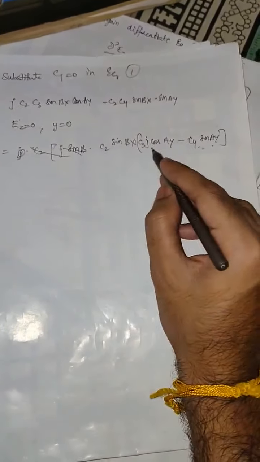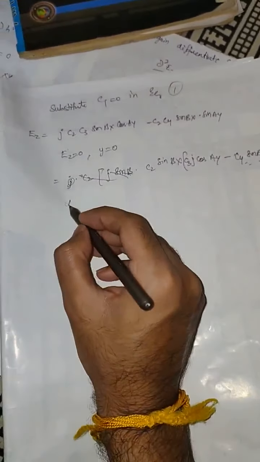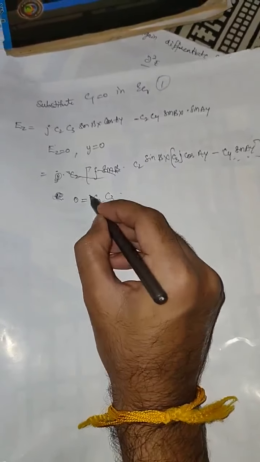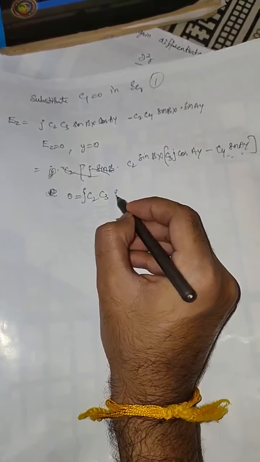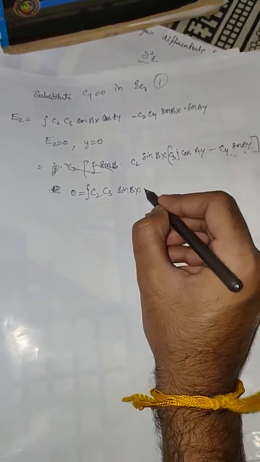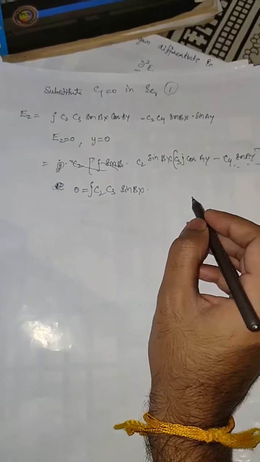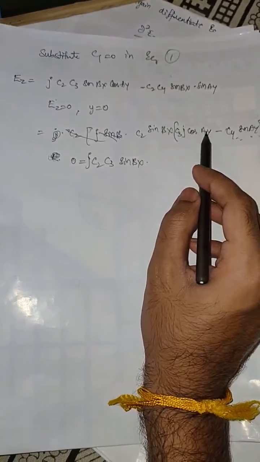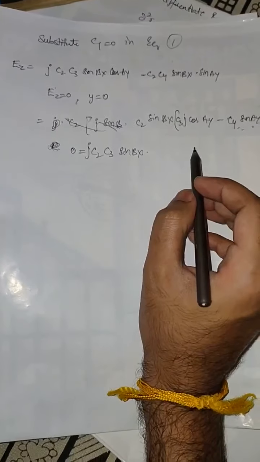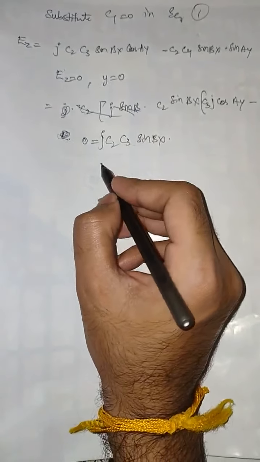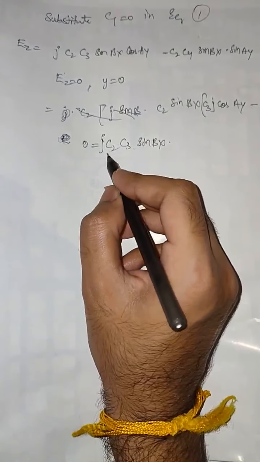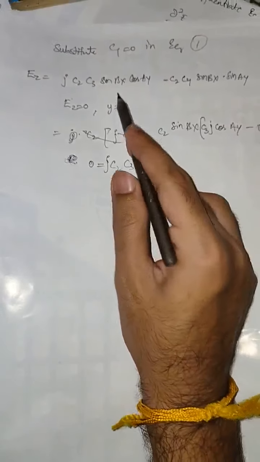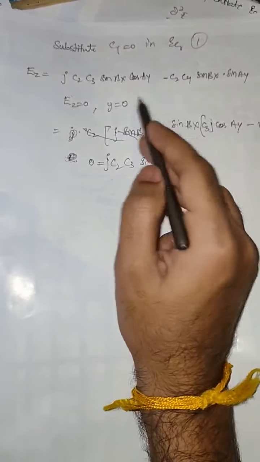If I substitute y equals 0, this term turns to 0. Then this term remains, so you get 0 equals c2 c3 sin bx. Here cos of y equals 0 means this term is 1. Now in this equation, if c2 is 0, what happens to this particular equation? If c2 is 0, the entire equation is 0.